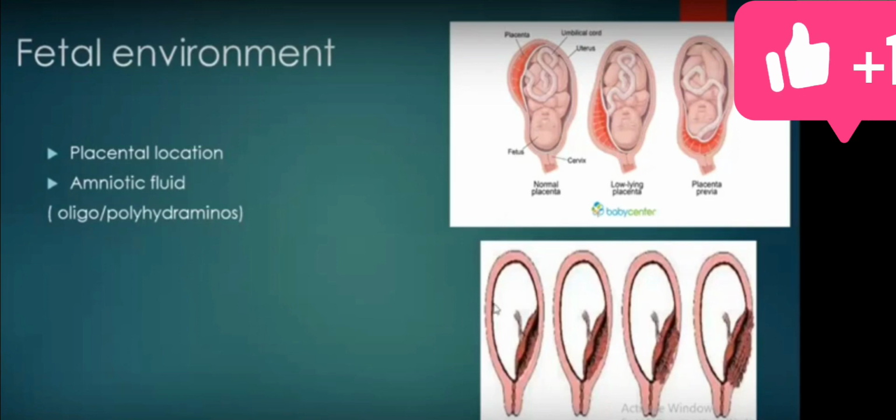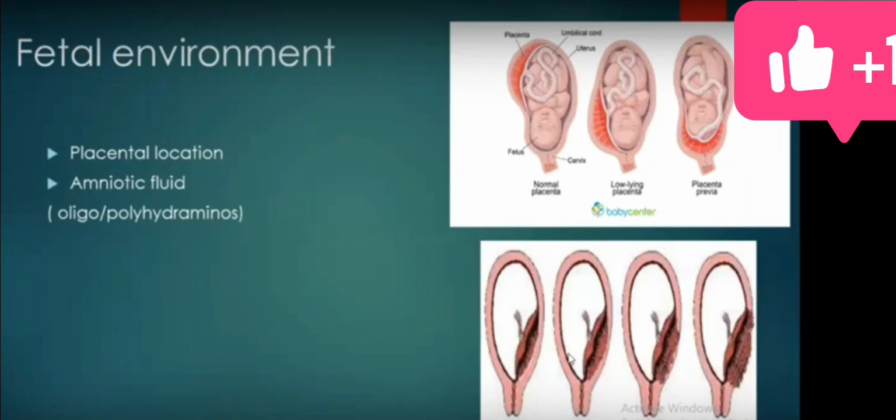Another thing is placenta accreta, increta, percreta. If the placenta is attaching deeper into the muscular tissue of the uterus, then it is placenta increta. If it pierces even outside the uterus, then it is placenta percreta. So we are assessing the placenta size, location, etc.